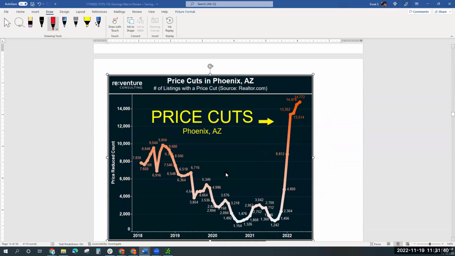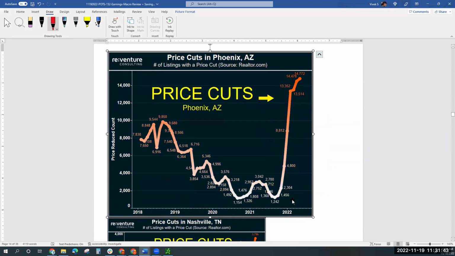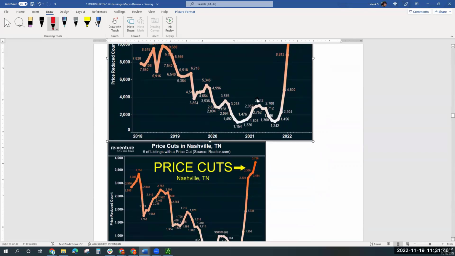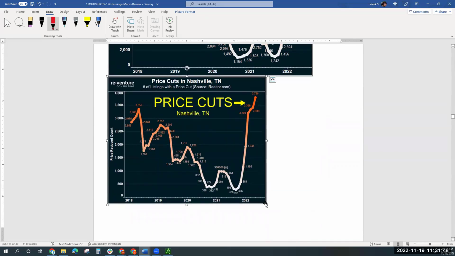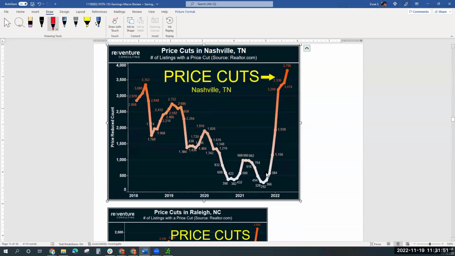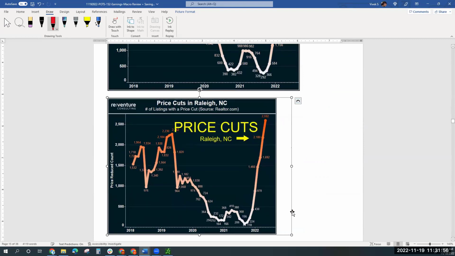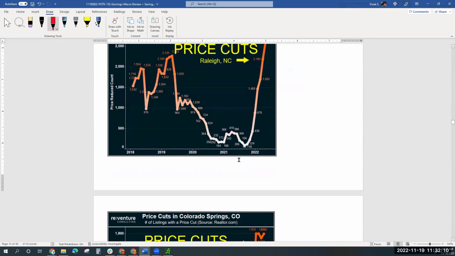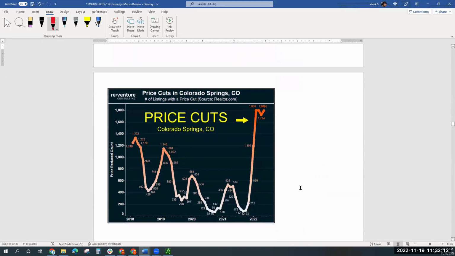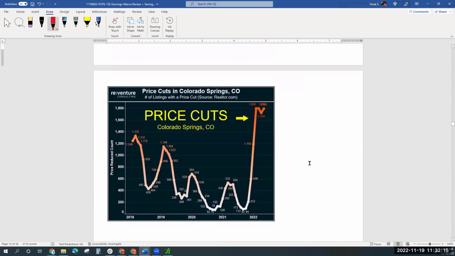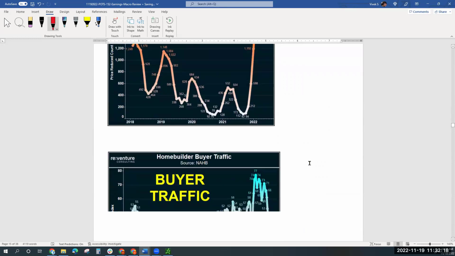Same is the case with this graph, which is scary. In Phoenix, Arizona, Nashville, Tennessee. So this is what is called demand destruction, right? Sellers now want to sell, but the buyers are not there to buy because the mortgage rates are 6+%, close to 7%. So now they're starting to reduce the listing price. Raleigh, same stuff. Colorado, steep growth in reductions of listing prices.